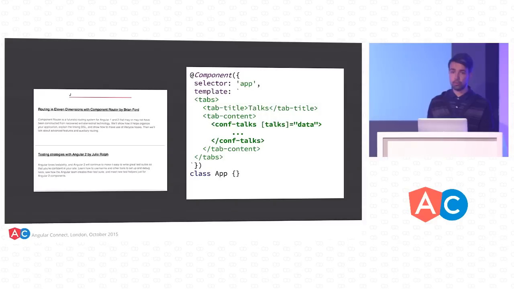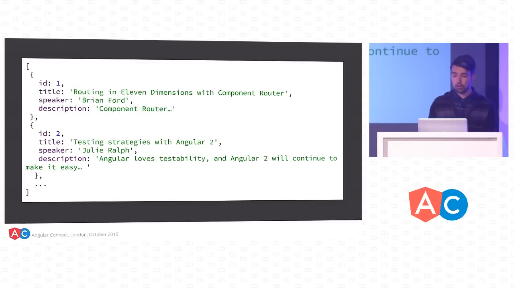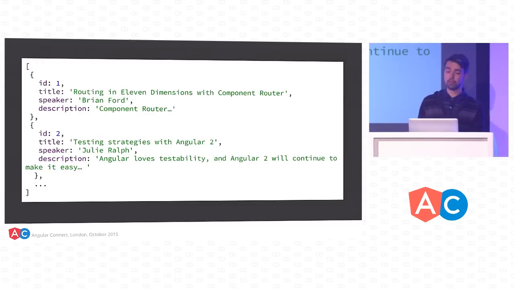The component will display a list of conference talks with a filter at the top. So it will look like what you see on the left. The component has only one input property, talks, which is an array of data that looks like this. So it's an array of simple JavaScript objects where every object has an ID, title, description, and speaker.